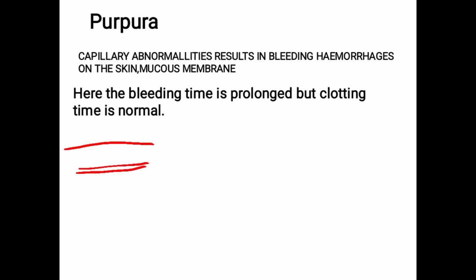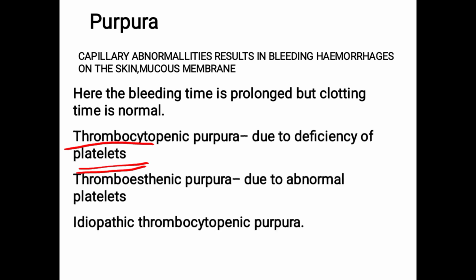Next coming the purpura. So purpura is a capillary abnormality. Okay, so because of this, the bleeding will take place, so it appears as patches, so you can observe green or bluish green color patches on the skin, called hemorrhages on the skin and mucous membrane. So here mainly the deficiency of platelets. Okay, so that is called thrombocytopenic purpura, due to deficiency of platelets.